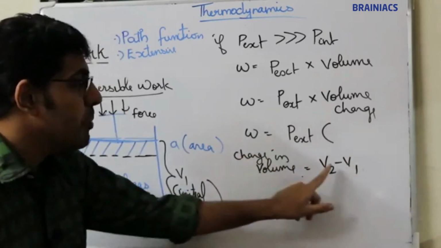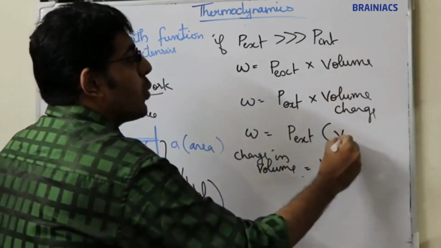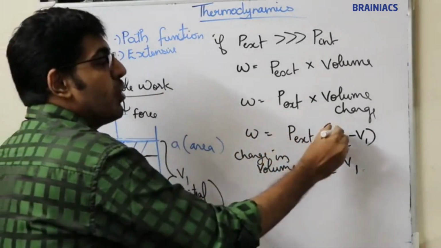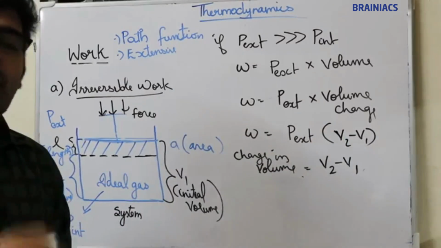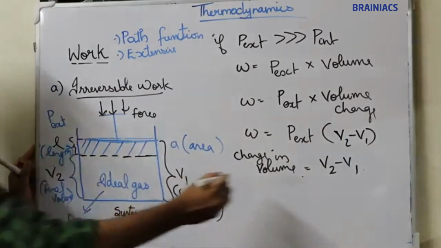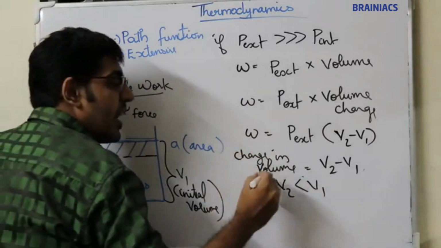So change in volume is V2 minus V1. So instead of volume change, we can write V2 minus V1. So W is equal to P external into V2 minus V1. I think it's clear till here. Now, which is greater, V1 or V2? V2 is less than V1, we can write that.